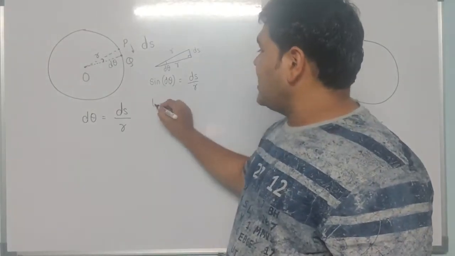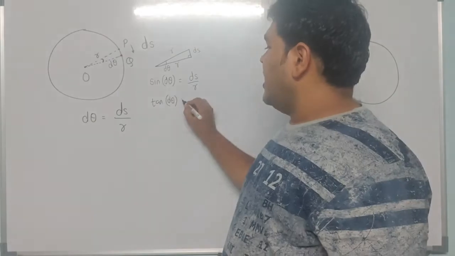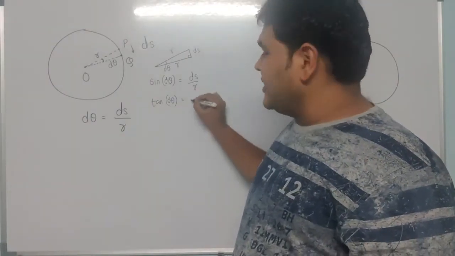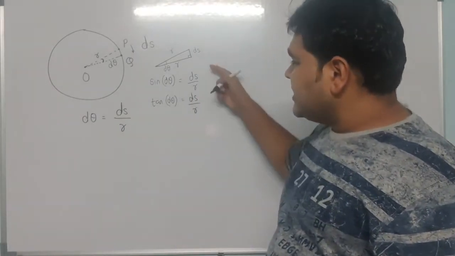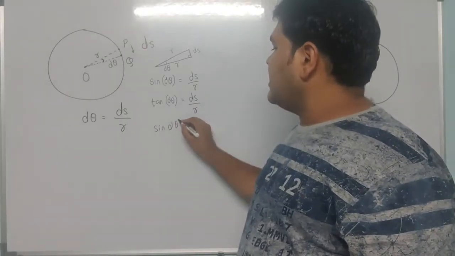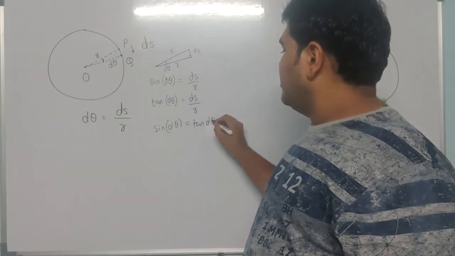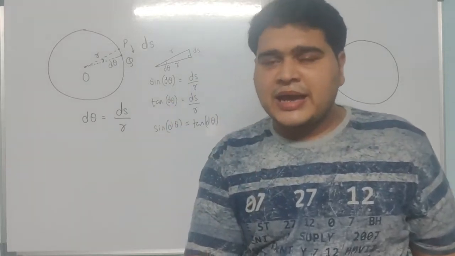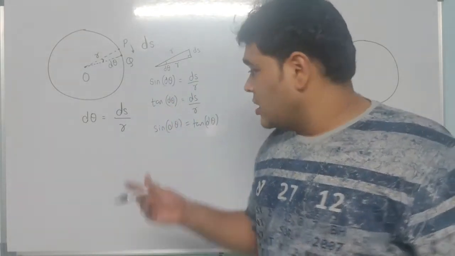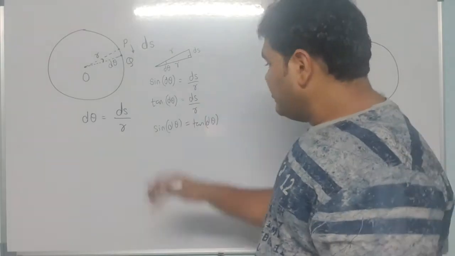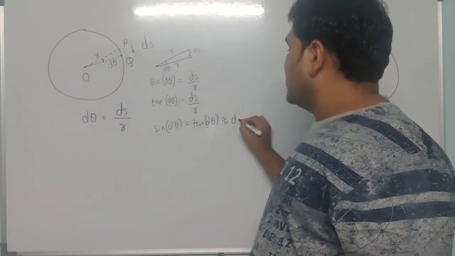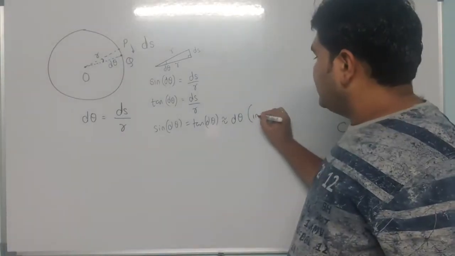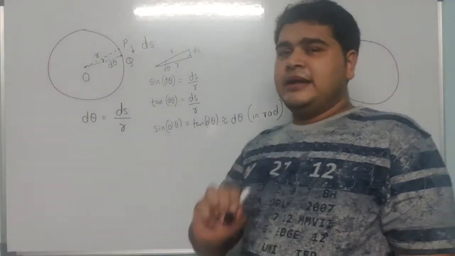Now, tan of some angle. I hope you remember, guys. Opposite upon adjacent. That is ds upon r. Can I say sine theta and tan theta both are the same? Now that is possible, guys. Both the angles will be the same. Both sine and tan are the same only when this is also equal to d theta, that is the angle itself, provided it is in radian.